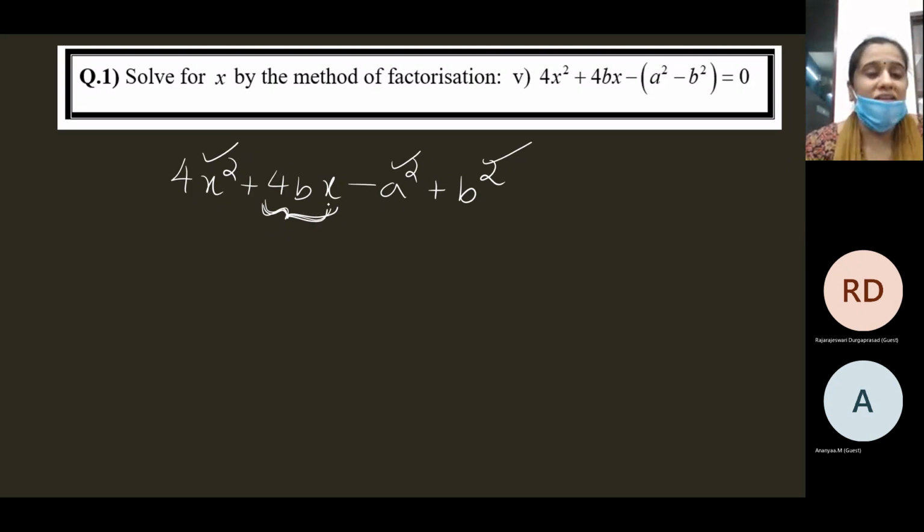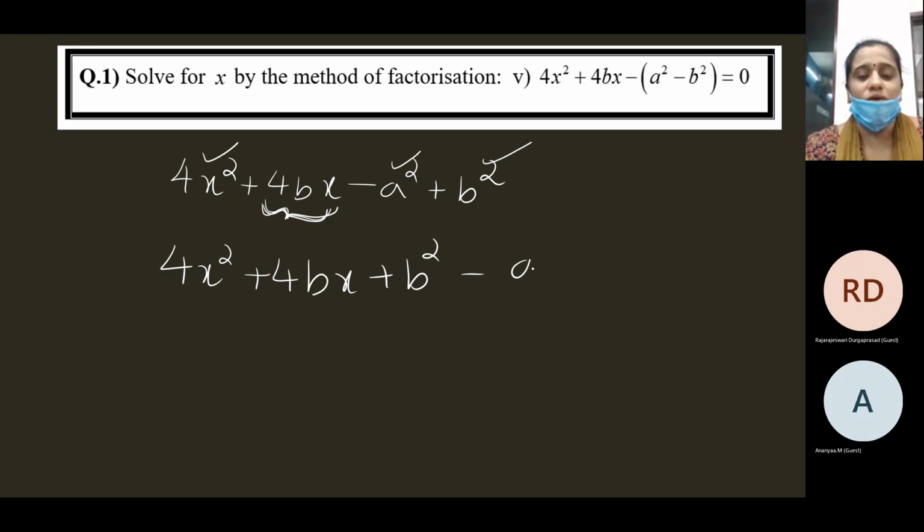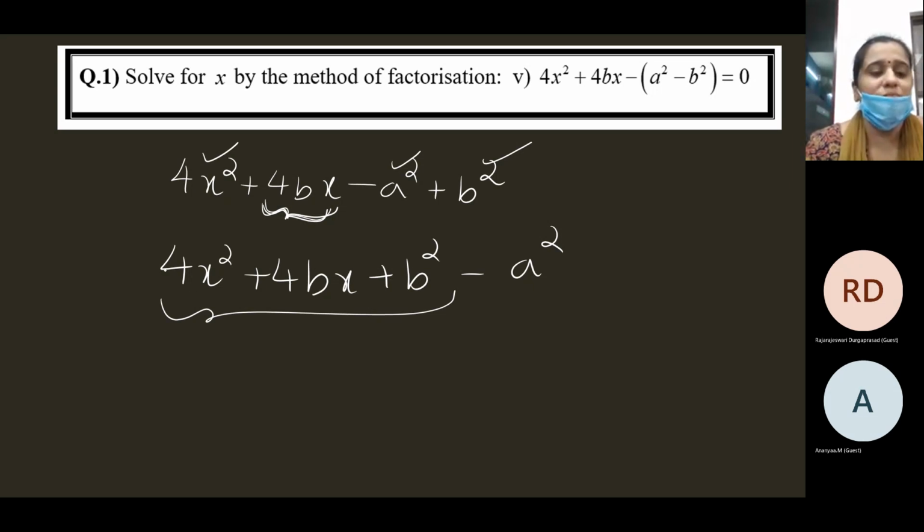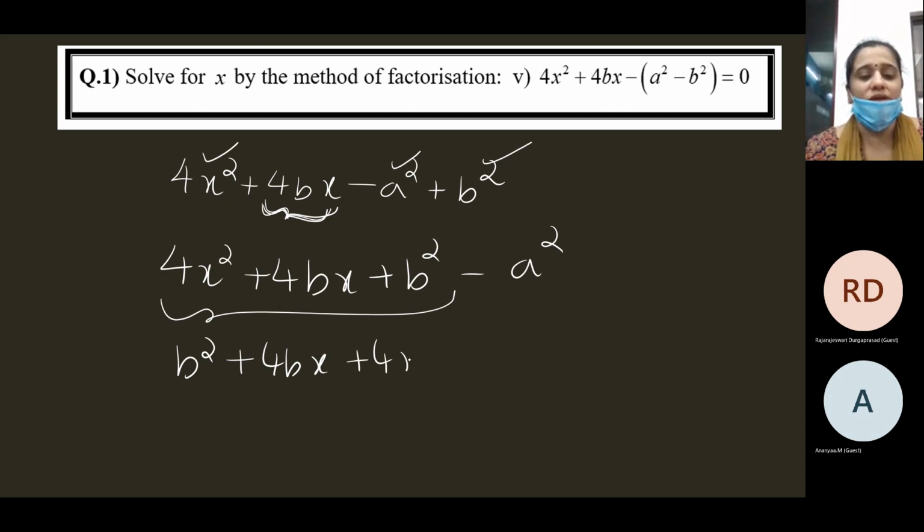The algebraic factors here are b and x, so you're looking for a b square and x square. So group these three terms: 4x square plus 4bx plus b square minus a square. You can write b square first also, b square plus 4bx plus 4x square minus a square, any order. See, this is the middle term, 4bx. This b has a b square here, and this x has an x square here. This is not x square, it's 2x the whole square, but you have the x factor here.